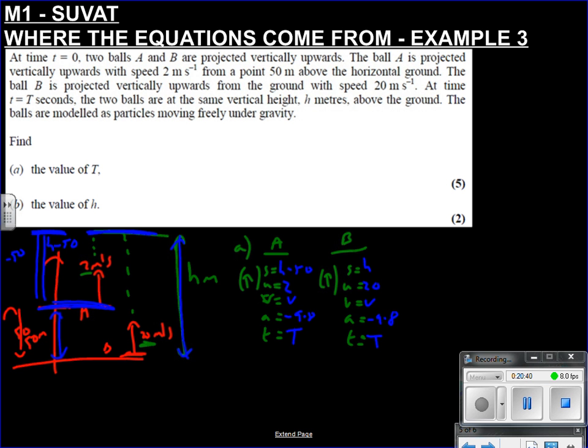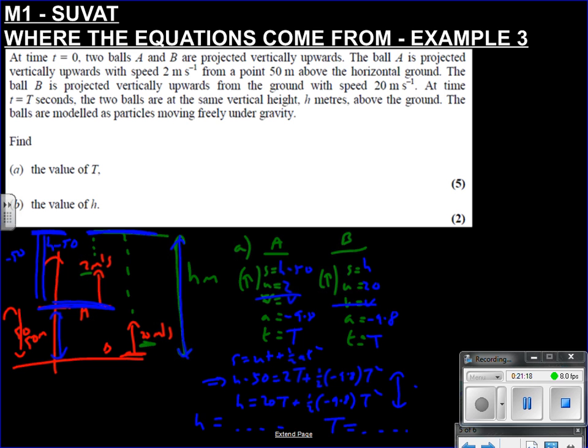So for A, don't care about v, don't care about v for B, s equals ut plus half at squared. So therefore h minus 50 equals 2T plus half times minus 9.8 T squared. Here for B, you've got h equals 20T plus half times minus 9.8 T squared. And now you can simultaneously solve these two things, can't you? You've got two variables, h and T. So h equals and T equals. I'm going to leave that now to you. And we're done.